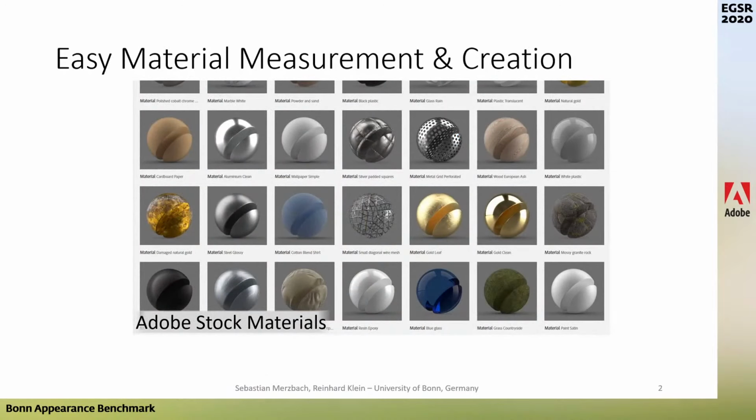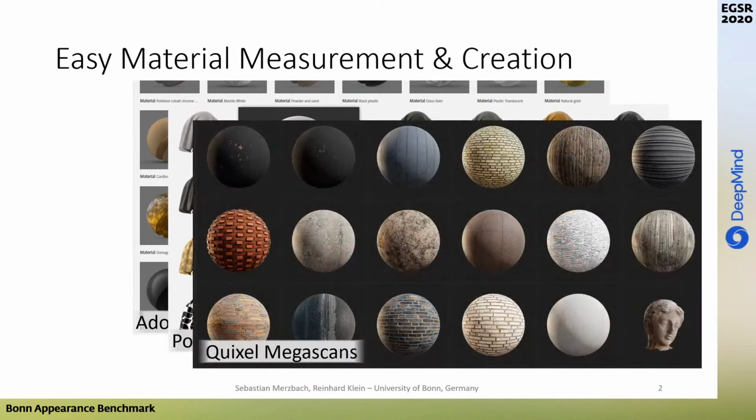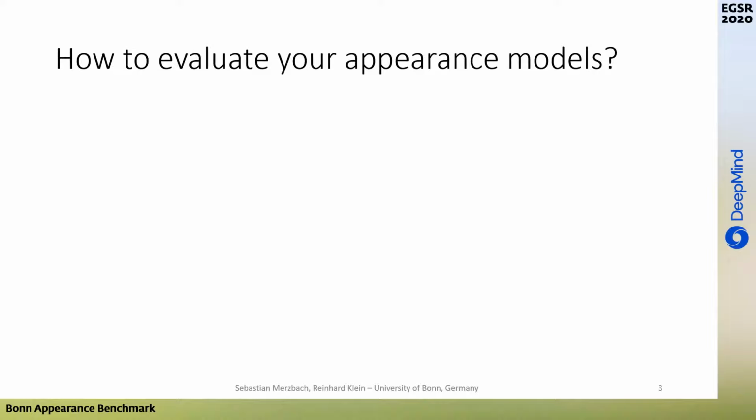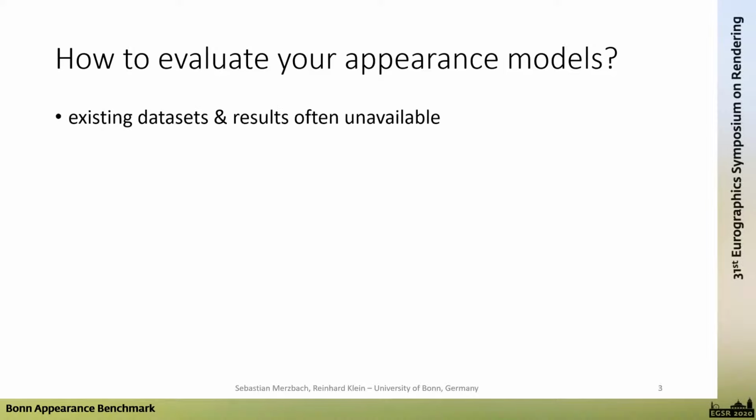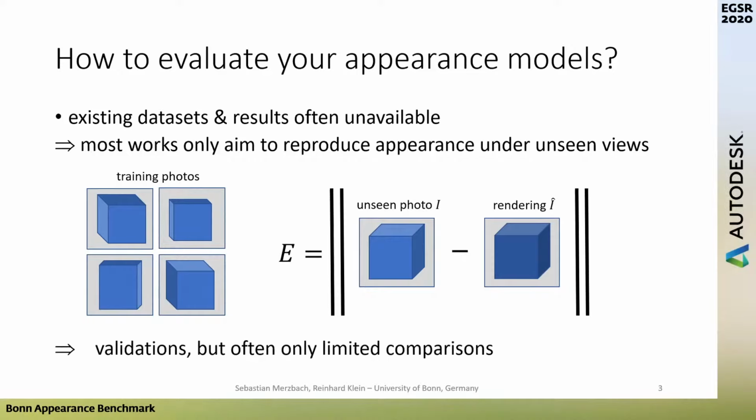Databases of materials that are ready for physically based rendering are now as available as texture databases used to be 10 years ago. Examples are Adobe Stock Materials, Polygon Textures, or the Quixel Megascans. Despite this wealth of easily available data, it is still difficult to reproduce the results of many research papers without significant effort. Though there is a generally increasing trend of releasing data in code, not all works provide theirs. Many evaluations boil down to validating the reconstructed appearance for a few unseen camera or light settings. What is missing are extensive comparisons to other methods.